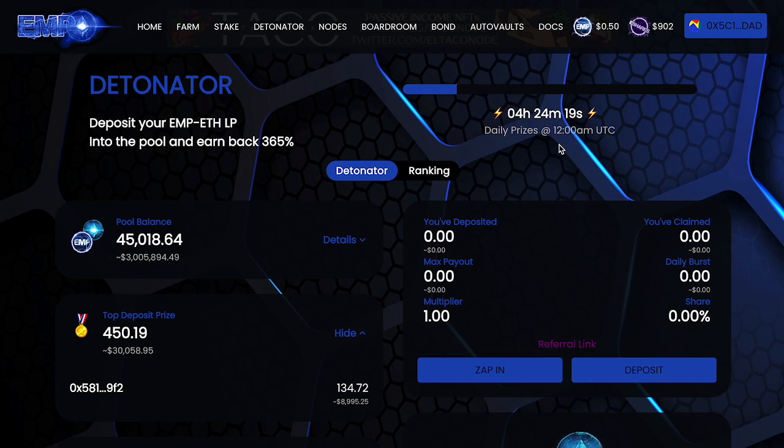And so right now, as you can see, we've only got 4 hours and 24 minutes left. So when that gets to 0, that's when the contract rolls over and this timer goes back to 24 hours and starts counting down again. So that's the timer for every day.